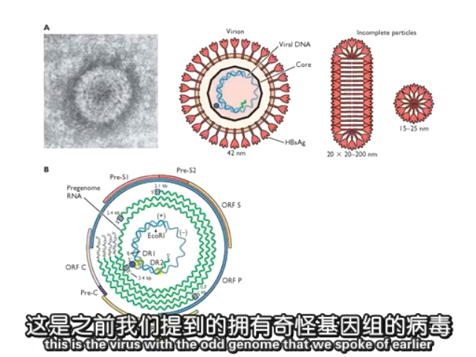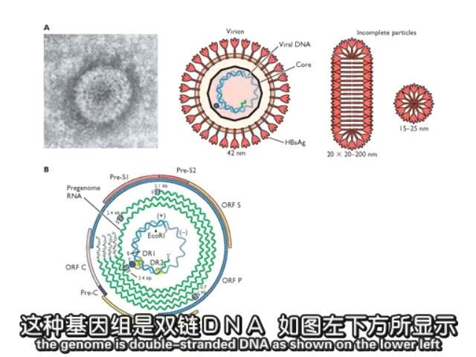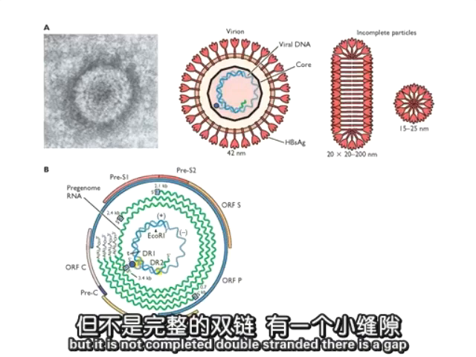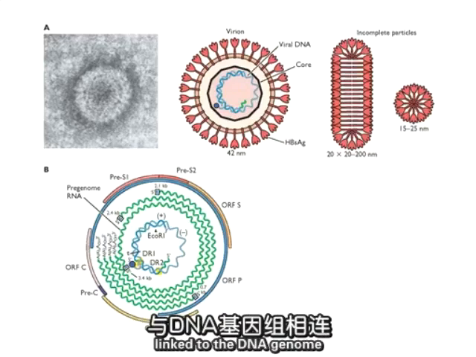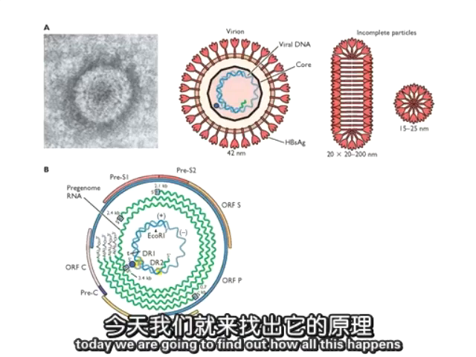This is the virus with the odd genome that we spoke of earlier. The genome is double-stranded DNA, as shown in the lower left, but it's not completely double-stranded. There is a gap. In addition, there's a protein and a piece of RNA linked to the DNA genome. Today we're going to find out how all this happens.